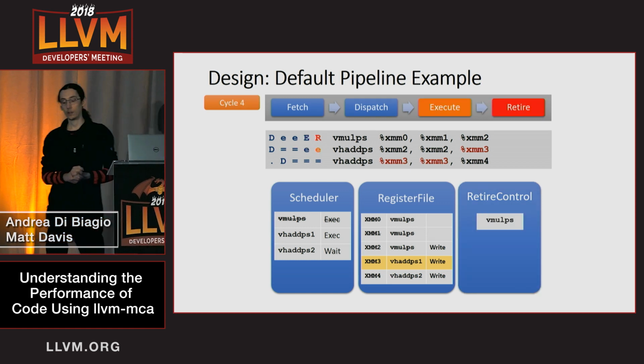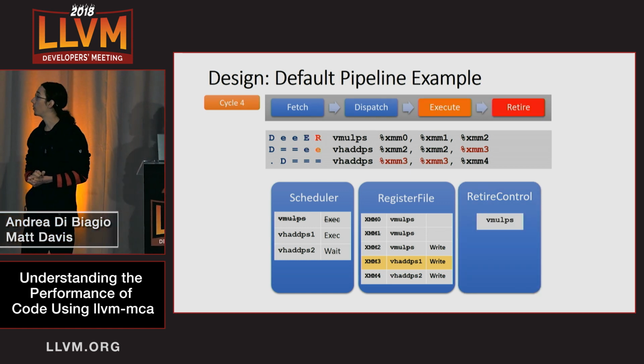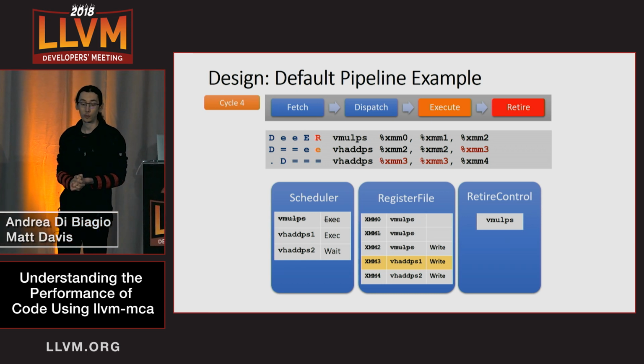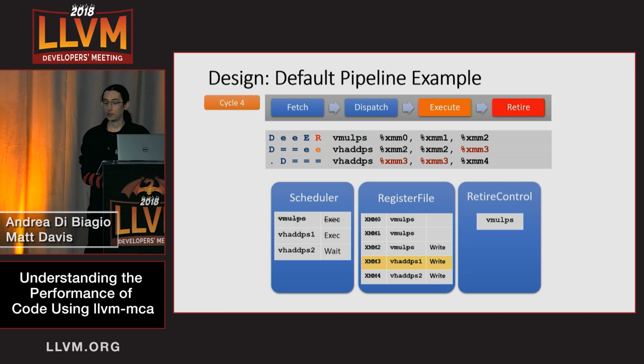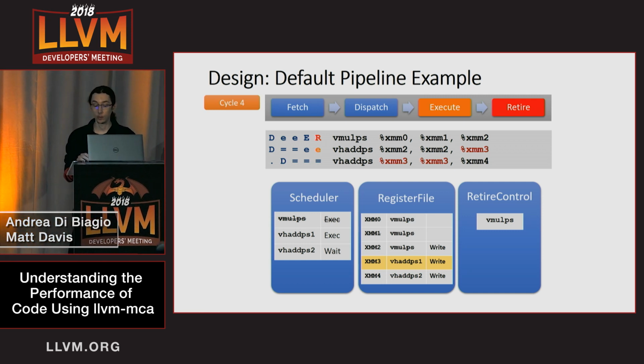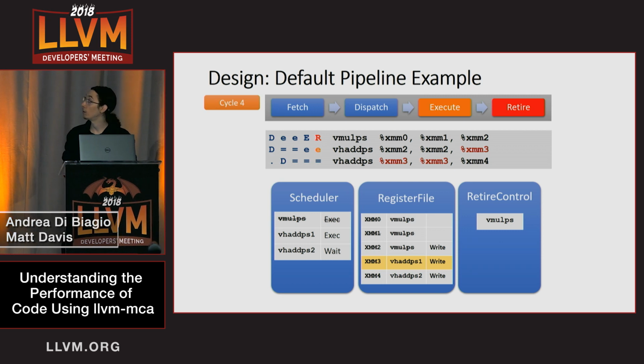And then lastly, we are able to retire that first instruction. So there's a capital R there that just signifies that we're able to retire it. And the second instruction, the horizontal add, is now able to execute its second cycle.